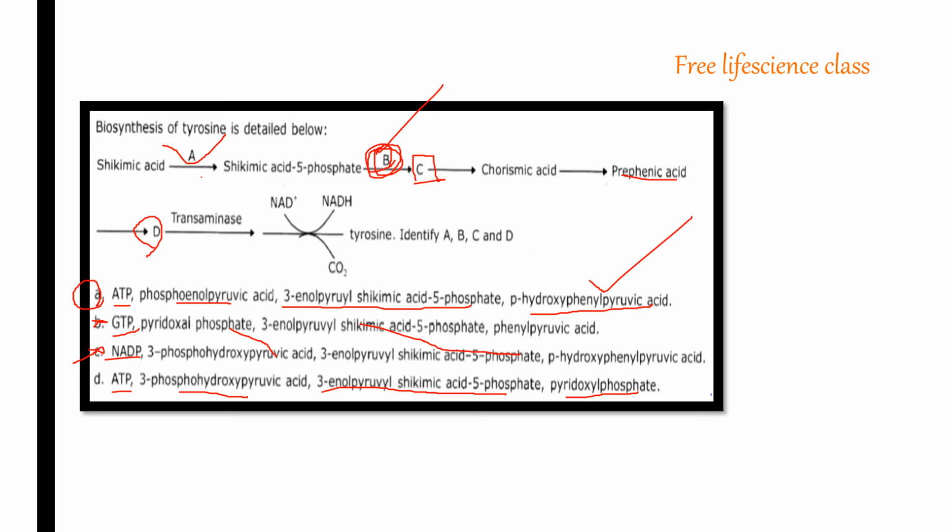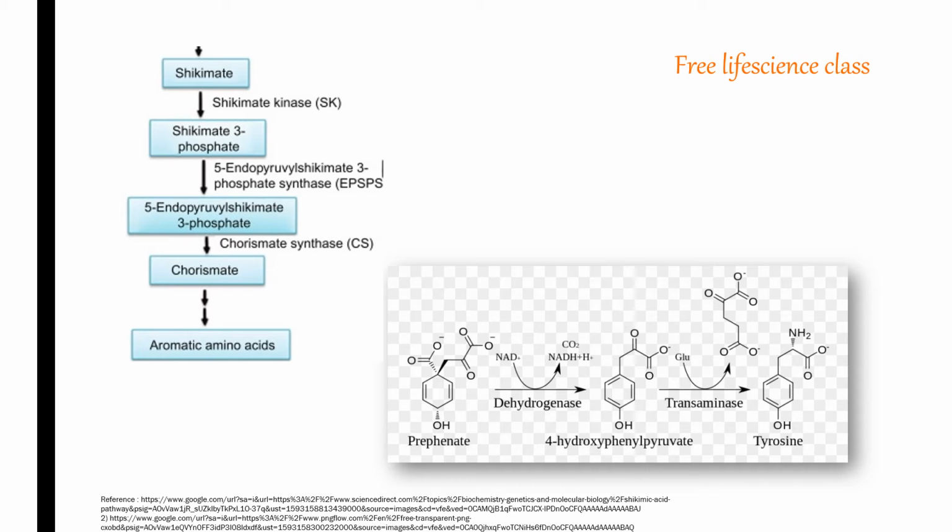We can go to a diagram. Shikimate 3-phosphate is produced by the enzyme shikimate kinase. Here a step is taking place, that is ATP hydrolysis. Then shikimate 3-phosphate to EPSP by the enzyme EPSP synthase. Here another thing is taking place, that is phosphoenol pyruvate is taken into the reaction. The next is chorismate by the enzyme chorismate synthase.